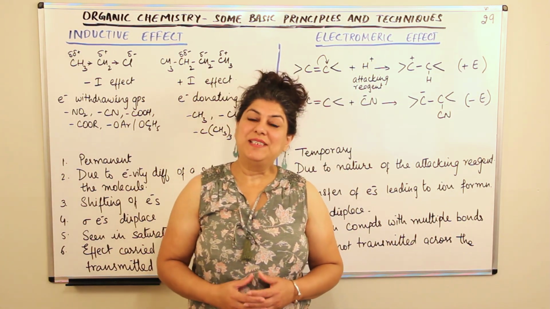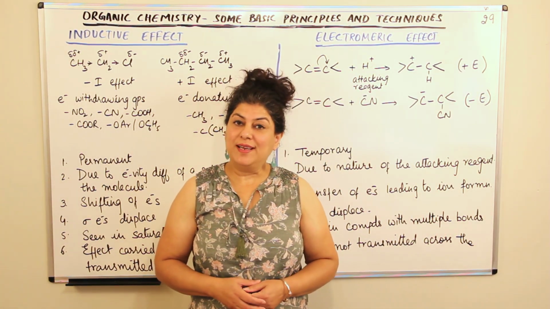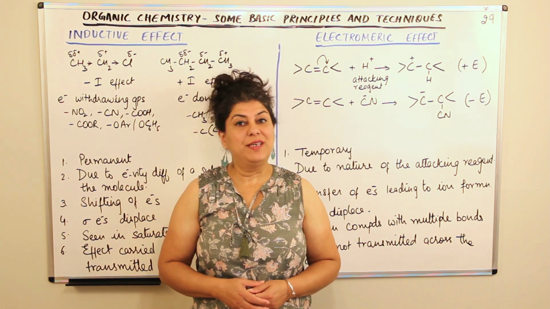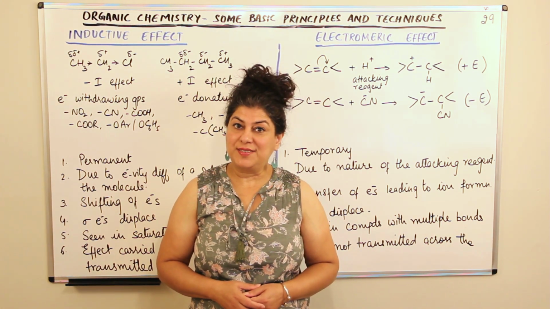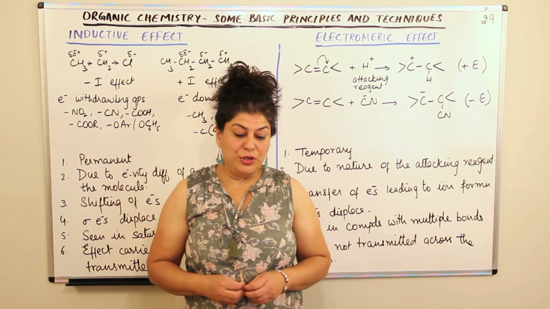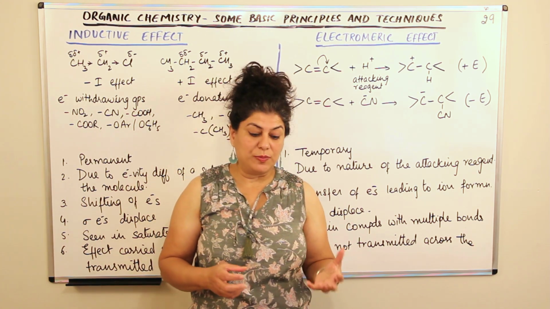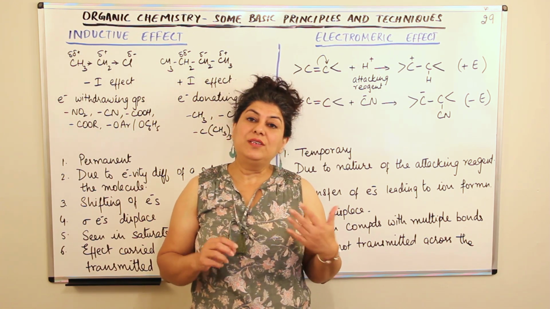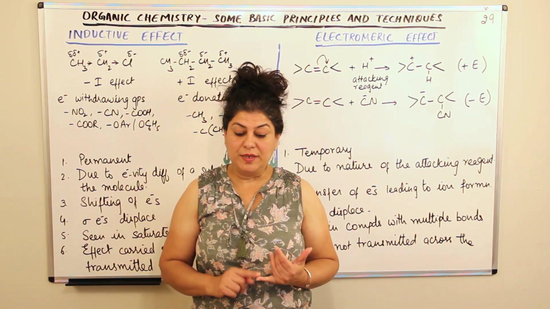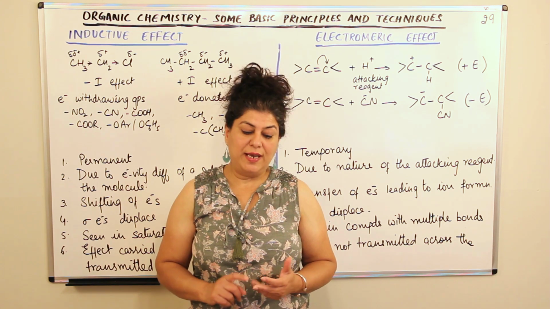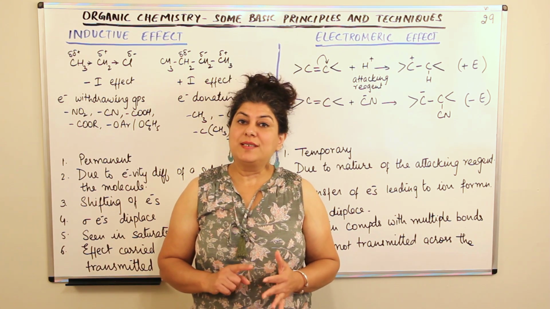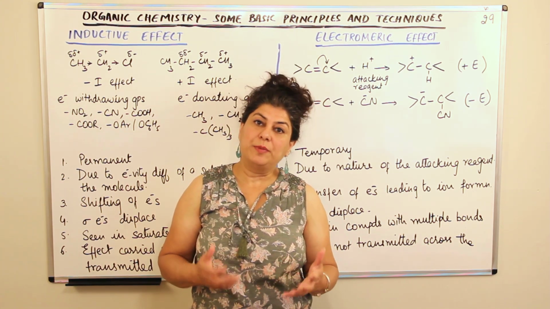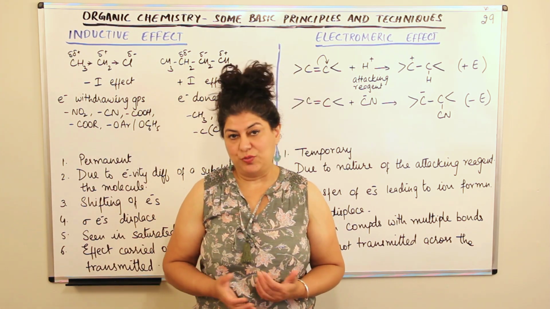Hello, I'm Seema and welcome to part 29 of the chapter Organic Chemistry, Some Basic Principles and Techniques. In the past few videos, we have been doing the electron displacement effects on covalent bonds, and the different effects that we've studied are inductive effect, resonance effect and electromeric effect. We are still left with the fourth effect, that is hyperconjugation, which we will be doing in the next video.